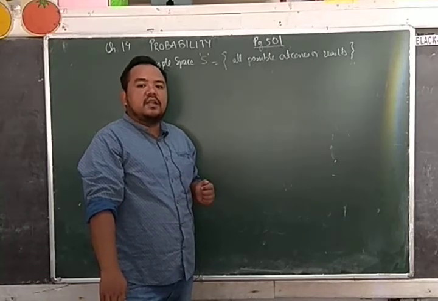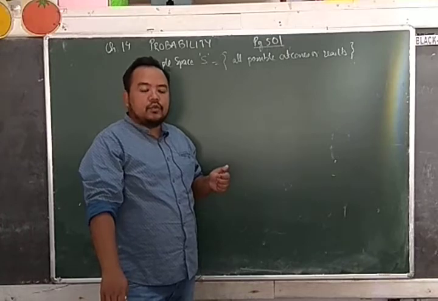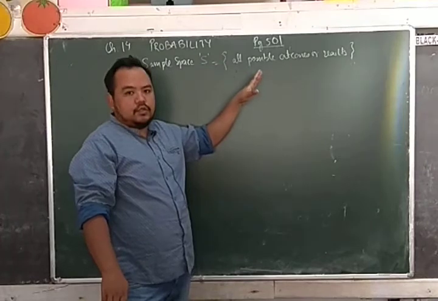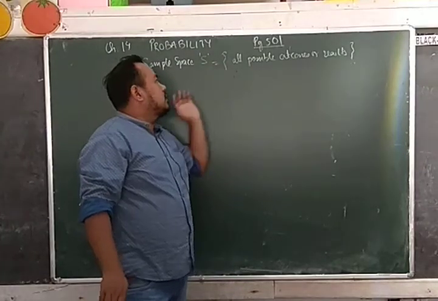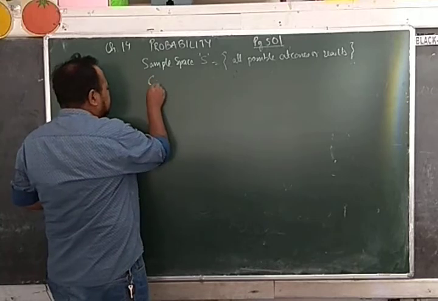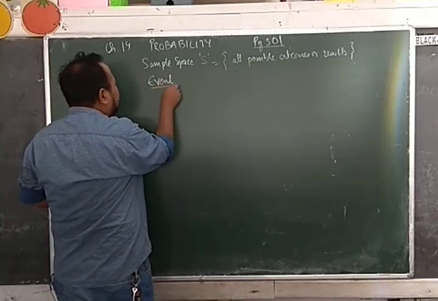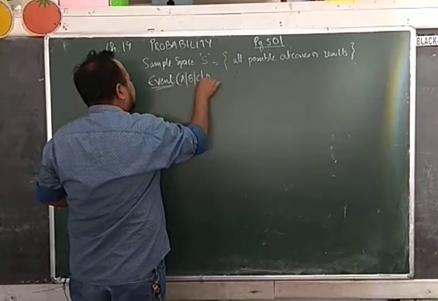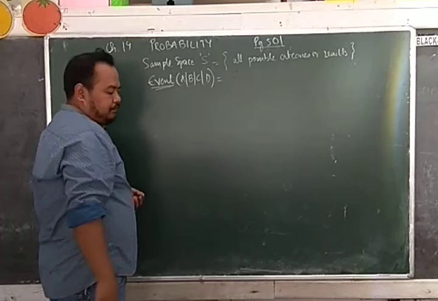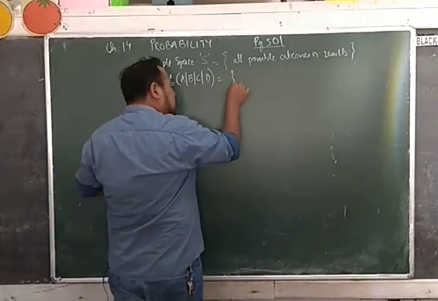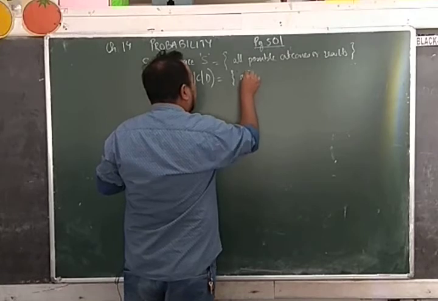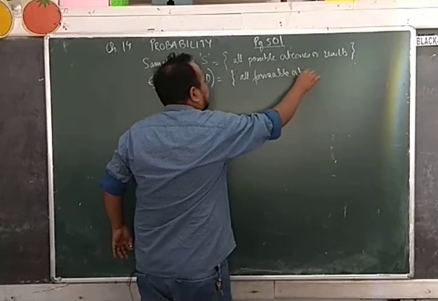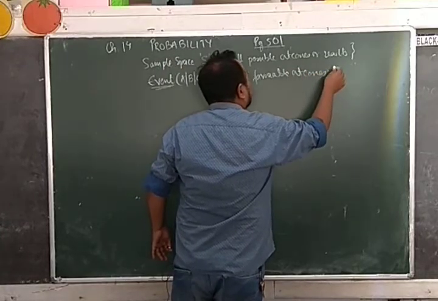Similarly, when you toss a coin, you get 2 outcomes, which are all the possible outcomes, either a head or a tail. That is called a sample space. Next, you need to understand the meaning of the word event. An event is denoted by capital A, B, C, D and so on, depending on the number of events. This is also a set which contains all the favorable outcomes or results.